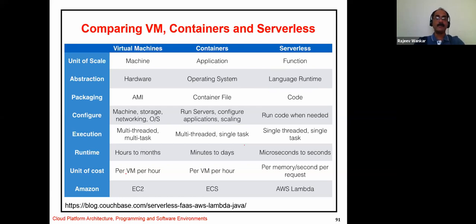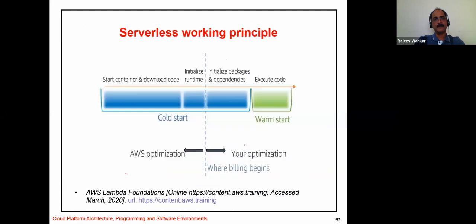How are you charged for it? If I look at runtime, in the case of a virtual machine it is hours to months, in the case of a container it is minutes to days. In the case of serverless, it would be a second to a microsecond, because you would be running that function based upon the event that occurs. Amazon has all three offerings: virtual machine in the form of EC2, containers in the form of Elastic Container Service, and serverless in the form of AWS Lambda.